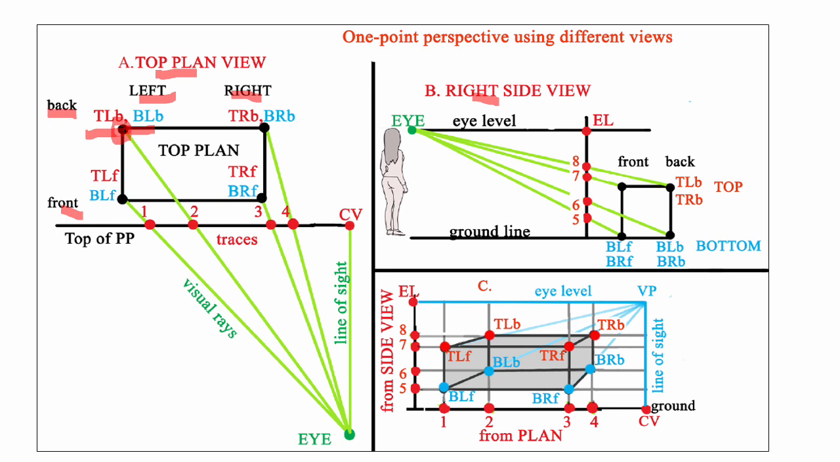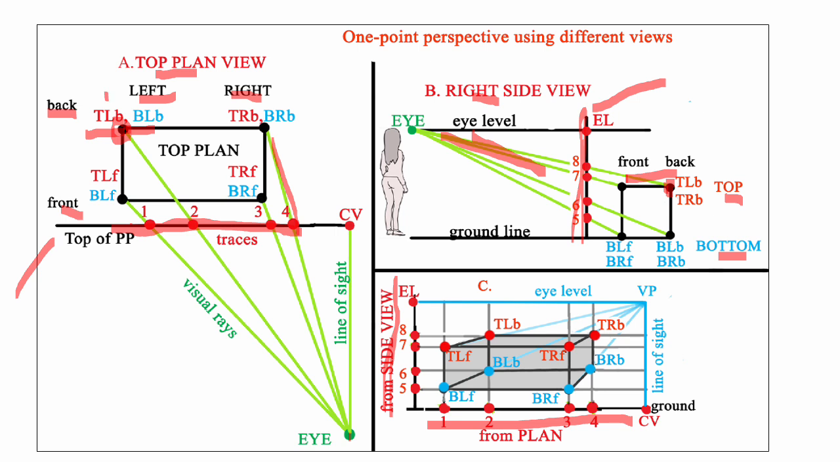Now over here on the right side view, we see the front and the back and the top and the bottom, but we don't see the left and right. So this dot over here is the top left back and the top right back. Now, draw lines in each case to the eye so it crosses over the picture plane here. And in the same way here, we draw lines to the eye through the picture plane here. And then we have the traces on this plane and we have the traces on this plane. And we put the traces on plan here and the traces from the side view up here.